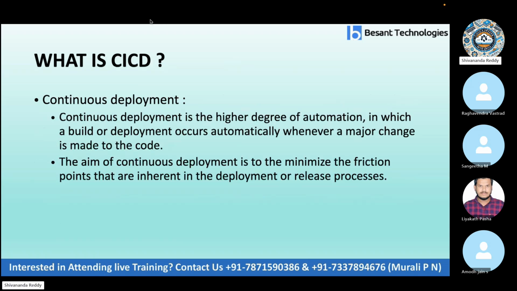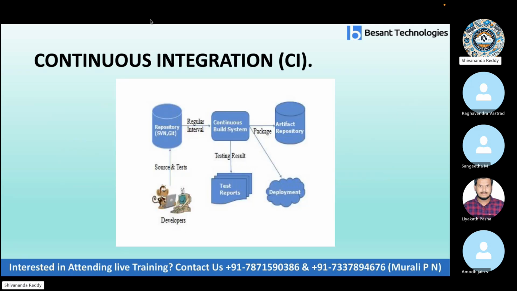Then continuous deployment. Continuous deployment is a higher degree of automation in which a build or deployment occurs automatically whenever a major change is made to the code. Means whenever you make code changes, at that moment this comes into the picture. The aim of continuous deployment is to minimize the friction points that are inherent in the deployment or release process. Then, how does continuous integration work?